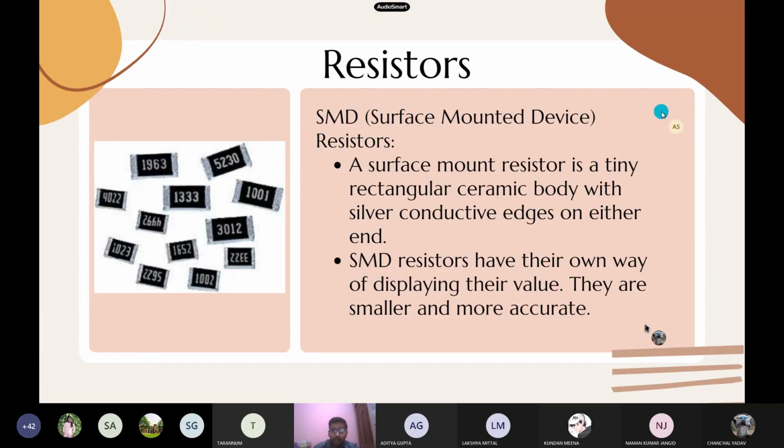Now we will talk about SMD resistors. You might have heard this name for the very first time, but don't worry, you will come across it regularly. What are these SMD resistors? They are much smaller and more accurate than the previous carbon resistors. They have silver conducting edges, which make them faster and more accurate than the previous carbon resistors.